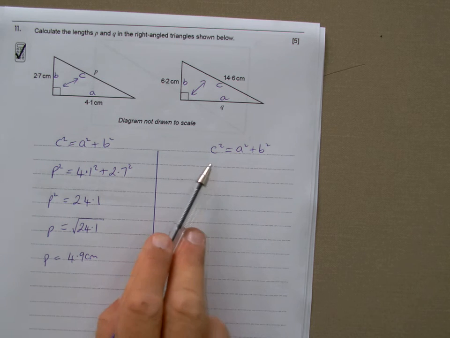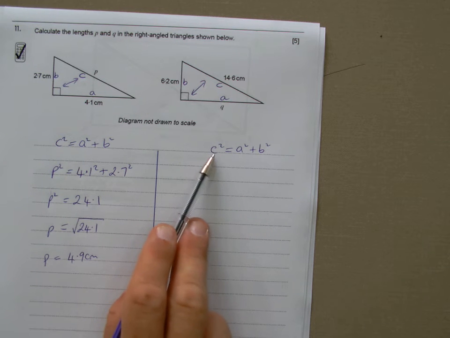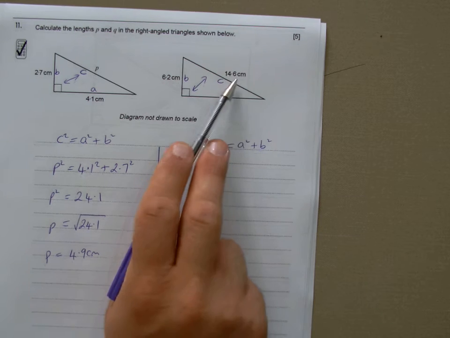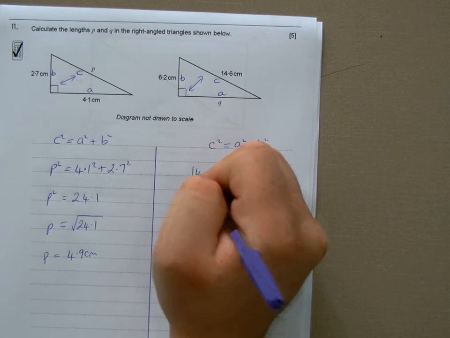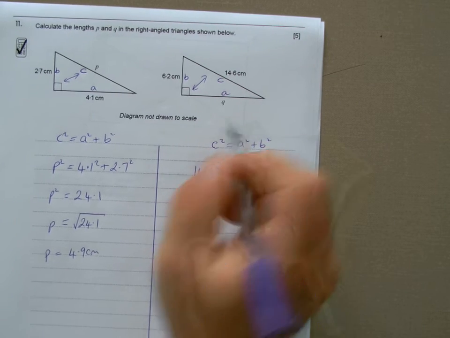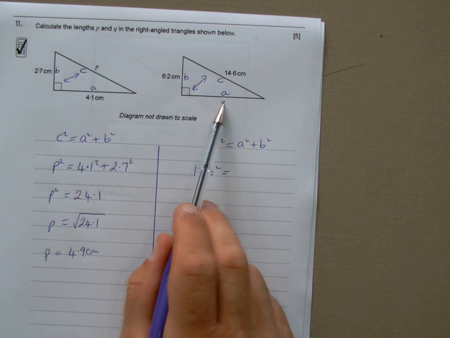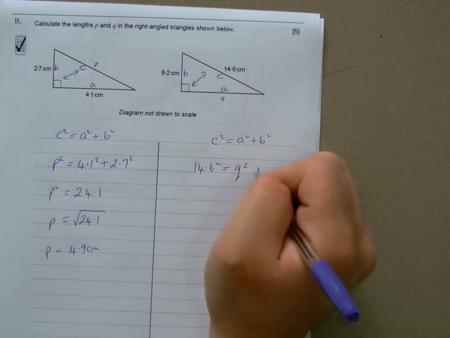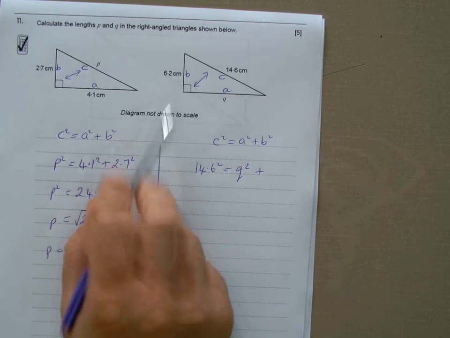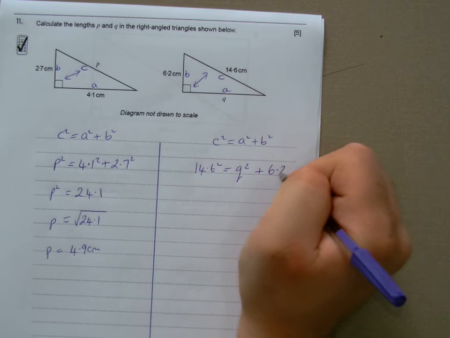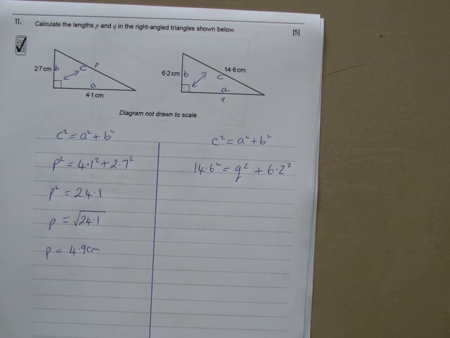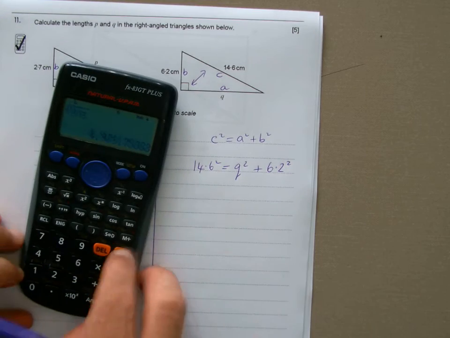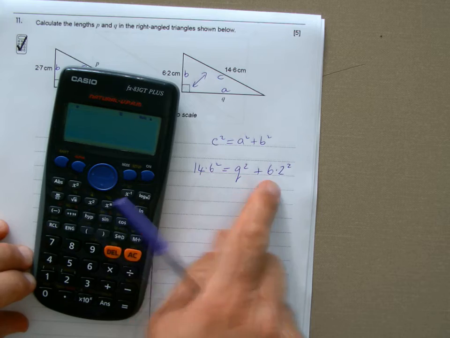Then substitute the values into the formula. So in this instance, they tell me what the hypotenuse is. We know that C is 14.6. A, well, it's just letter Q, isn't it? So Q squared. And then B is that one there, 6.2. So 6.2 squared. And then perhaps what I'll do is, on my calculator, I'll just work out these separately, because they're on separate sides.